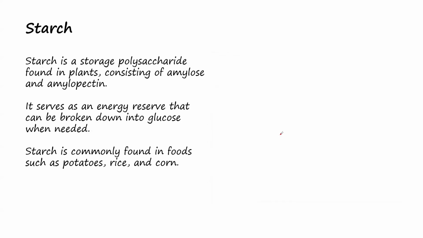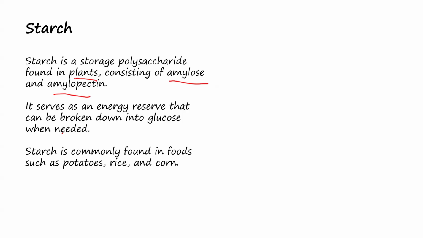So, let's start with starch, which is one of the polysaccharides. Starch is the storage polysaccharide found in plants. It consists of amylose and amylopectin. We should get this, and we will also explain the difference between amylose and amylopectin in our next lecture. This starch serves as the energy reserve that can be broken down into glucose when needed. So that is starch.